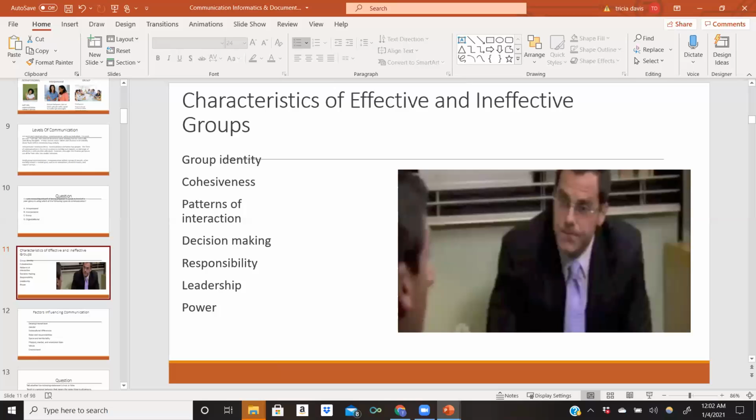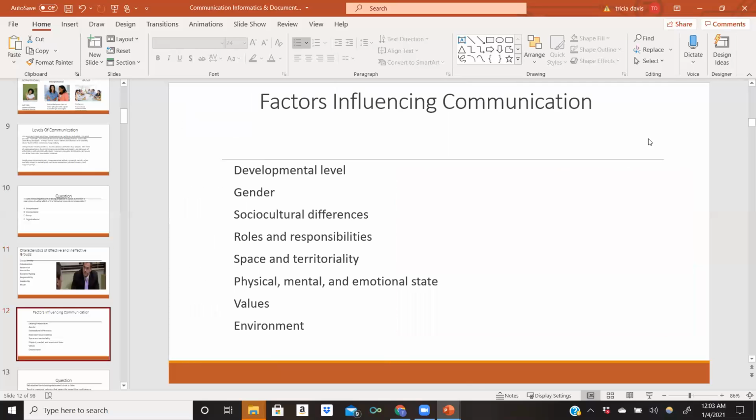And then lastly, for power, effective characteristics would be that sources of power are recognized and used appropriately. The needs or interests of those with little power are considered. And then ineffective characteristics would be that power is used and abused to fix immediate problems, with little attention to the needs of the powerless. So those were some good examples.